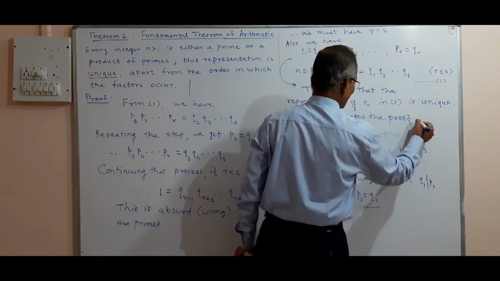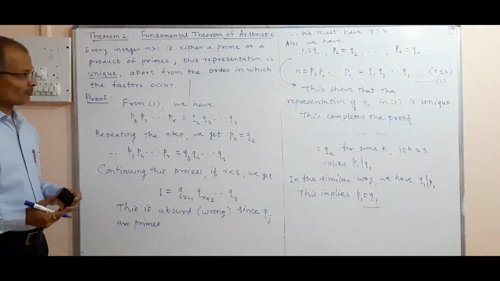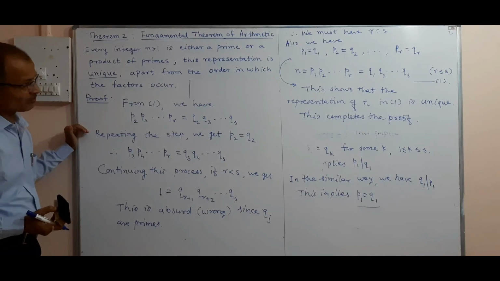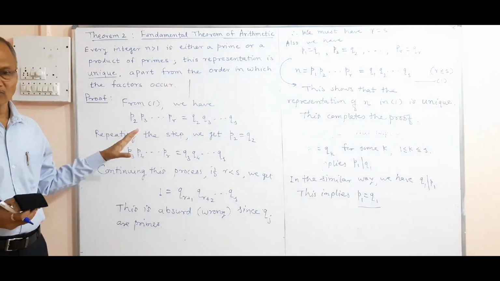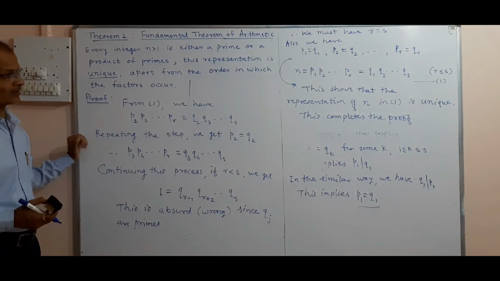So this is the proof of the fundamental theorem of arithmetic. The proof is somewhat lengthy. It is a procedure used, but the meaning is simple: every integer is factored into primes. So go through the proof and try to understand the proof.